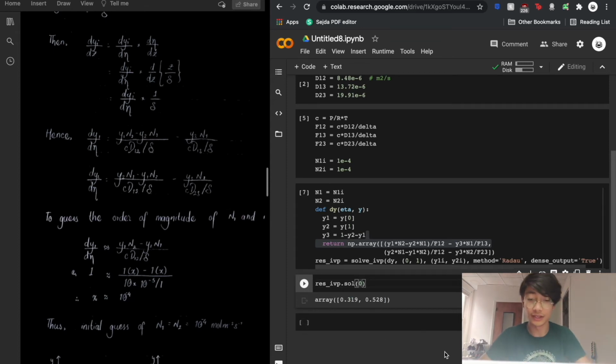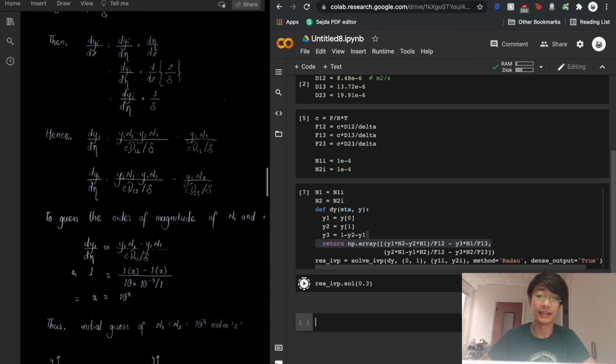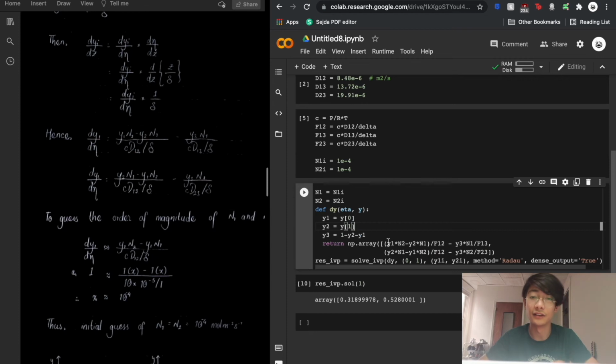In the same way, we can evaluate this IVP solution at eta equals 0.3, and it gives us those values. And ultimately, we're going to need the solution at eta equals 1. That's going to be 0.3 and 0.5. This is obviously not correct. We're supposed to get 0 and 0. But we're not getting that here because this IVP solver is working off of our initial guess of N1 and N2, the molar fluxes.